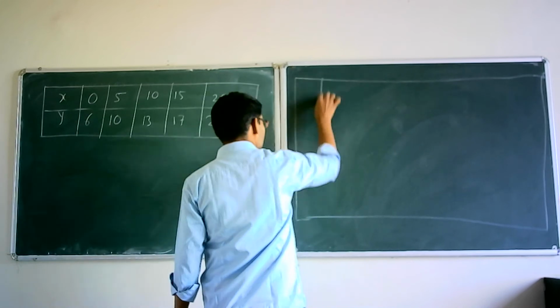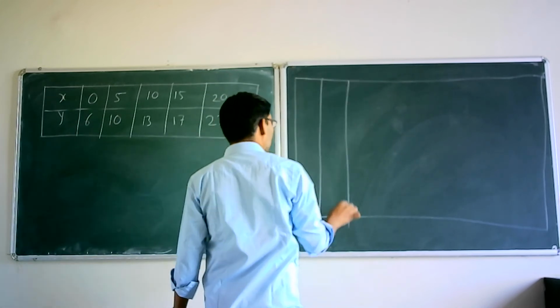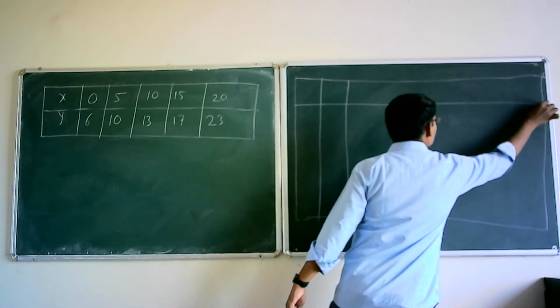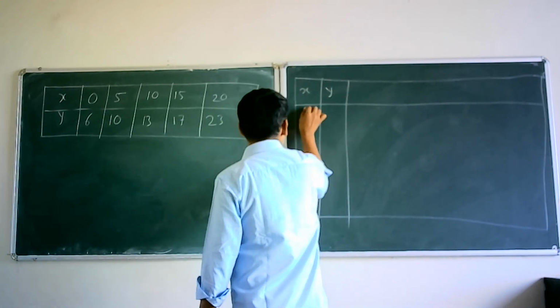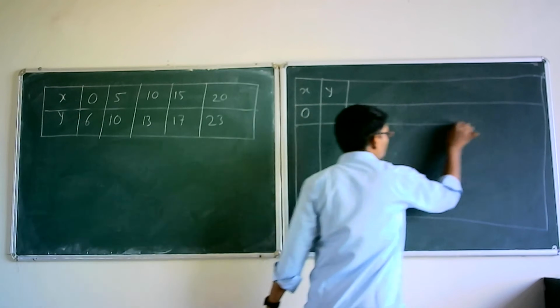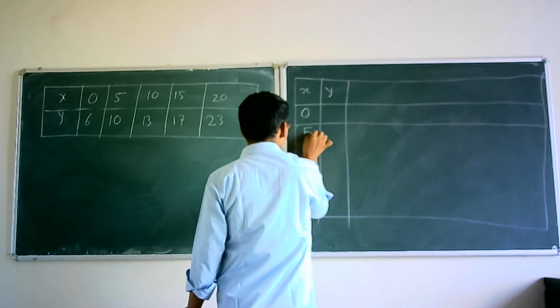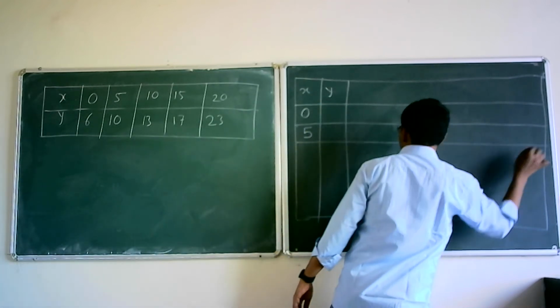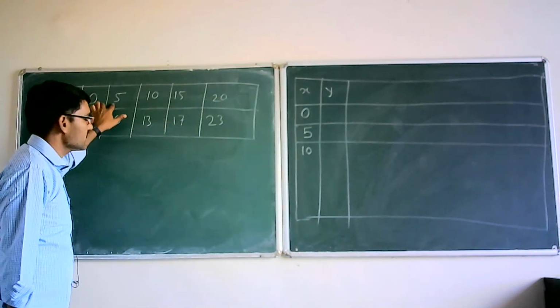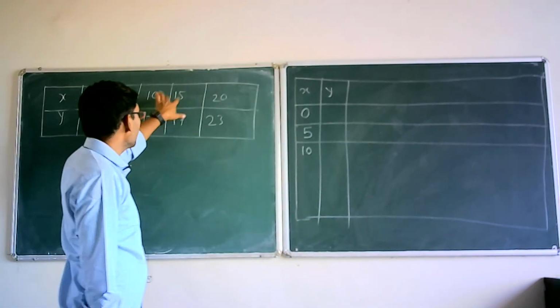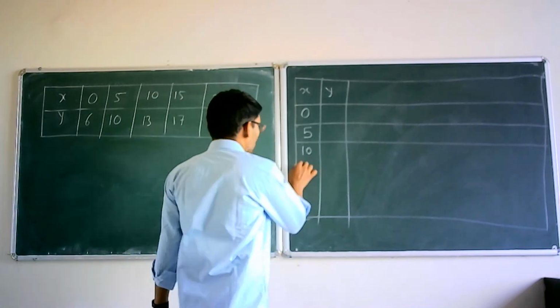So now x, y. x is 0, 5. They are equally spaced. If you observe, the difference between any two values of x is 5. Here 5, here 5, also 5. So they are all equally spaced.